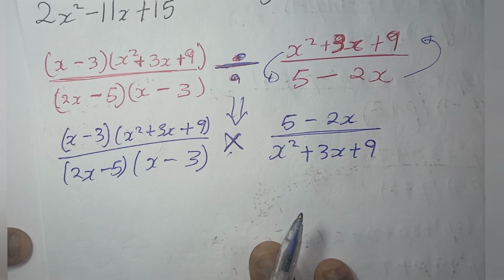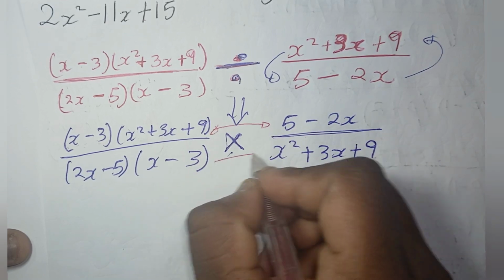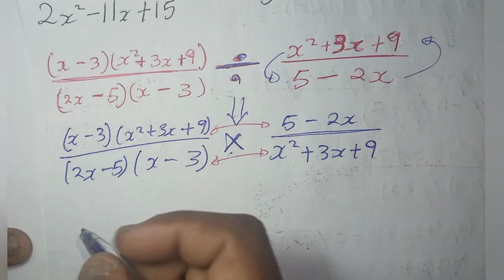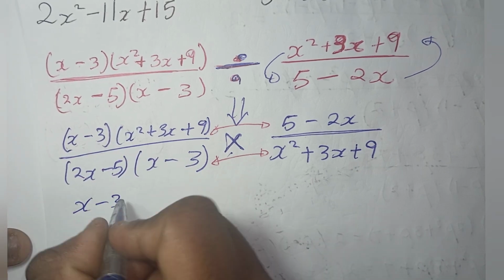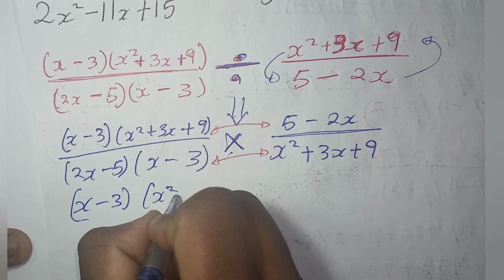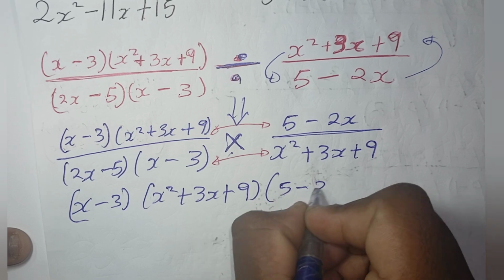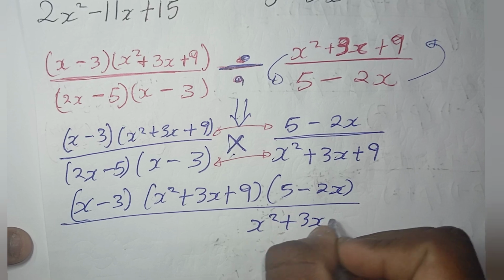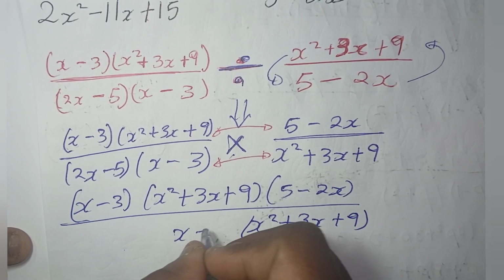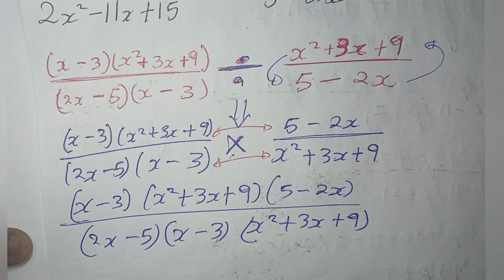So now what you will do, you are aware that when you multiply two fractions, numerator to numerator, denominator to denominator, it will just give you what? It will give you x minus 3 and x2 plus 3x minus 9. Upper it's 5, 2x. And here it will be x2 plus 3x plus 9. So upper it's x3, and here it's 2x, 5. So guys, you have combined this into one fraction.